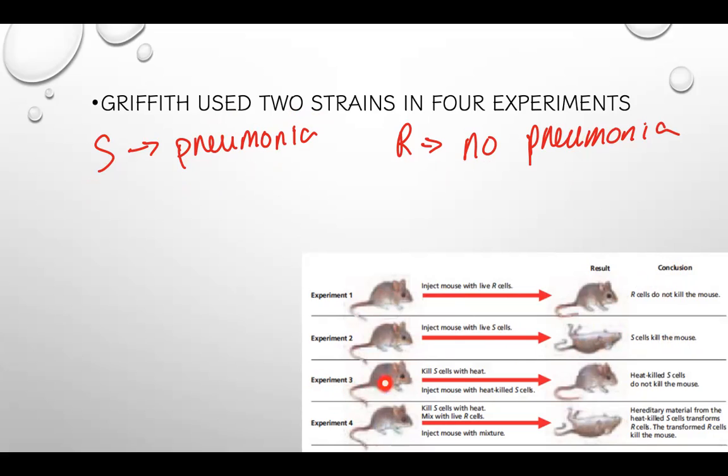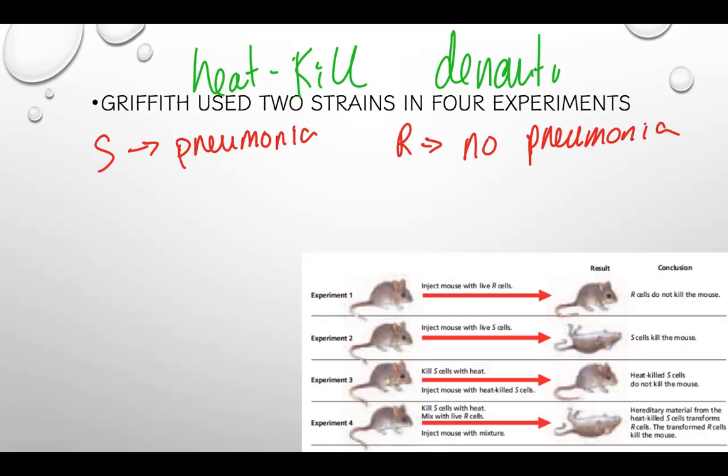Experiment number 3, he took the S cells here and he did something called heat kill. And what heat kill means, a lot of our vaccines are actually heat killed. So what that means is when you expose DNA to high temperatures, like around 50 degrees Celsius, DNA does something called denature. Oh, I cannot spell. Denature. And it basically means to fall apart.